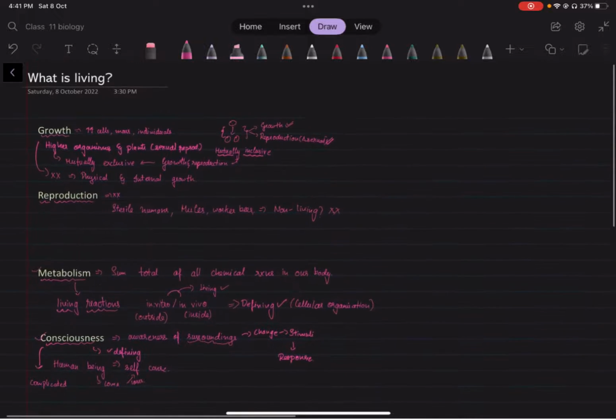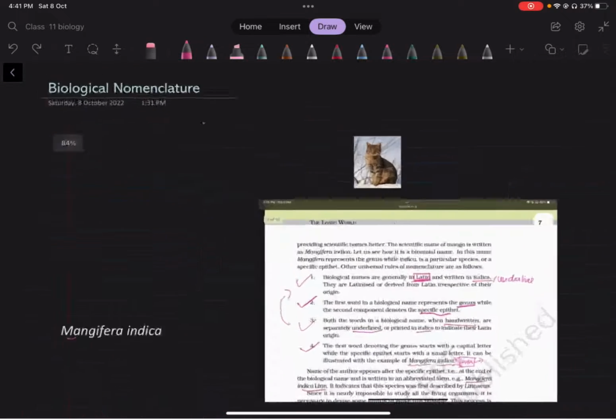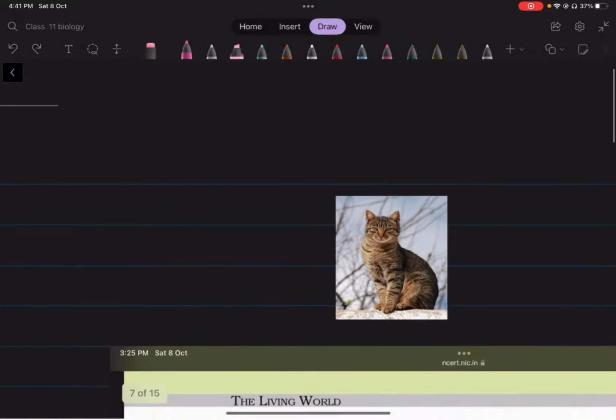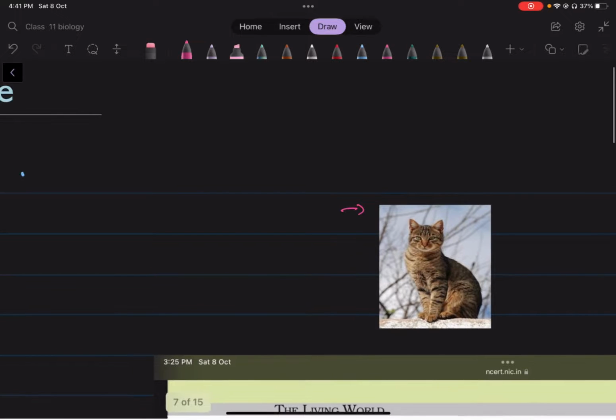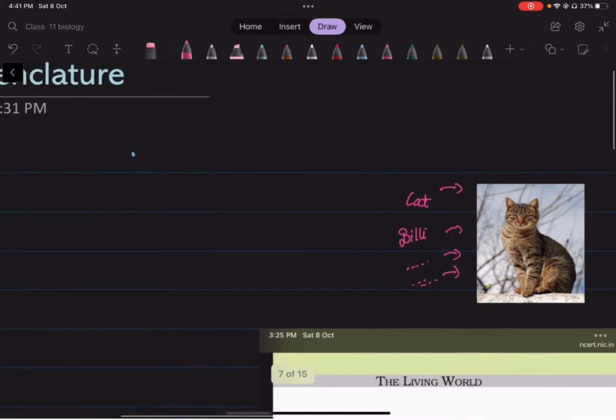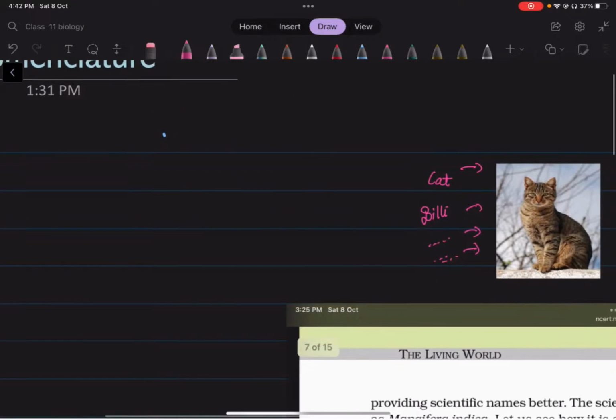So now let's move on to biological nomenclature. If you look at this cat, and I ask you what is this, you'll obviously say this is a cat, right? Now, if you speak in Hindi, you'll say ye to billi hai, right? And if you speak in any other language, you'll give me various other names. In fact, it has like 1,000 names across the world, depending on its breed and all that.